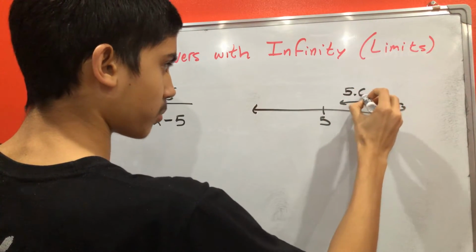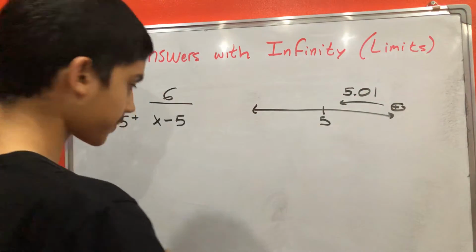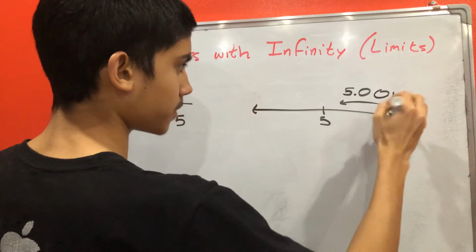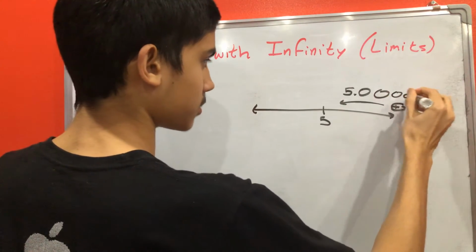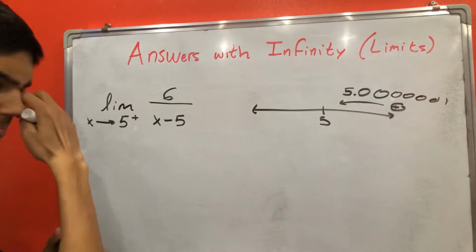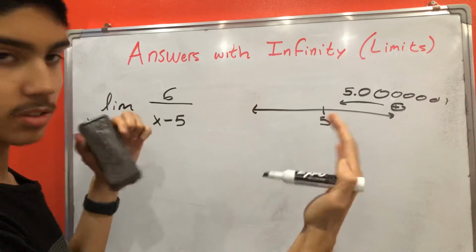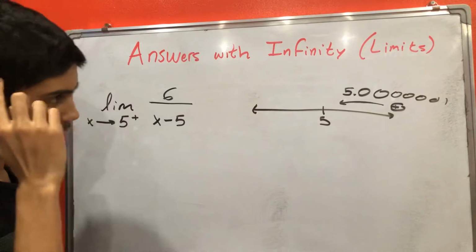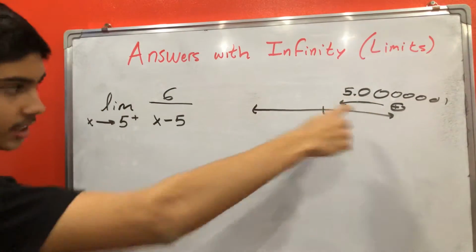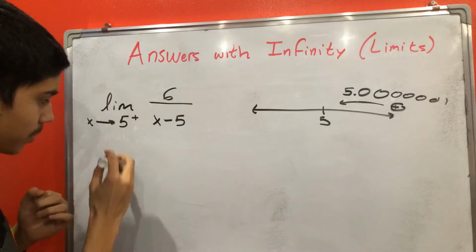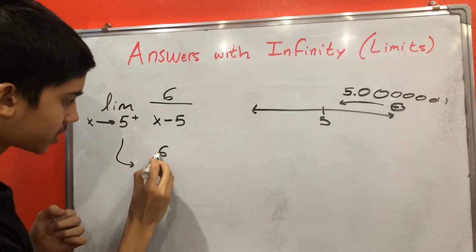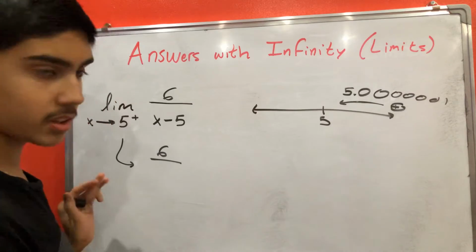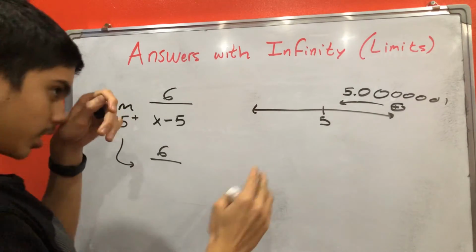It's going to be like 5.01, then 5.001, 5.00001, all the way to 5, but as long as it's bigger. So we have to think about what happens if we plug in this kind of number into here. If we plug it in, the numerator will just stay the same, right? 6. But the denominator is always going to be bigger than 5.